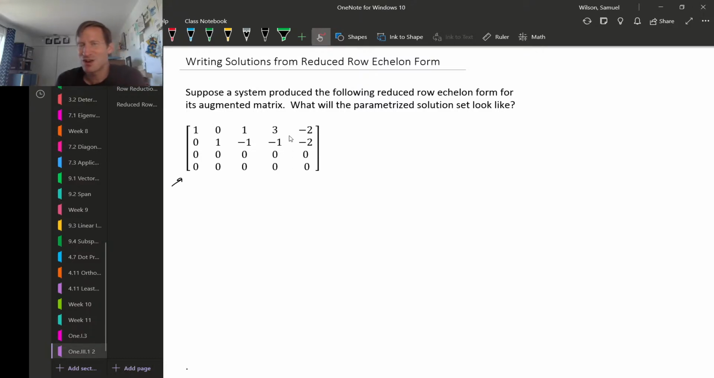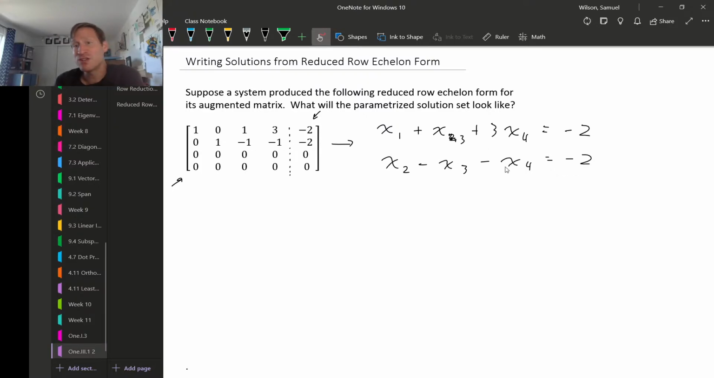Remember that since we started with an augmented matrix, this last column is really representing the right-hand side of the equation. So often we've actually written out the equations that this reduced row echelon form corresponds to, like this. So x1 plus, sorry, that should be x3 plus 3x4 equals minus 2, and then the second equation corresponds to x2 minus x3 minus x4 equals minus 2.